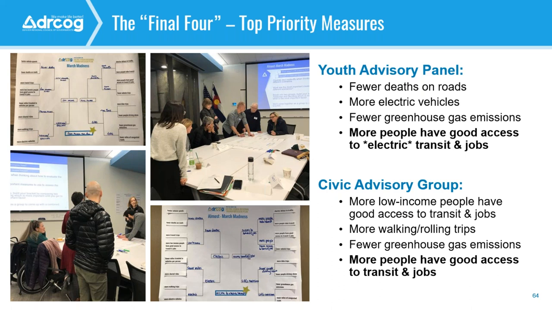I will say during this exercise, we had really great discussion in both the Youth Advisory Panel and the Civic Advisory Group on what happens when you start prioritizing certain metrics over others, as well as starting to understand that some of these are really connected measures, and some could actually be proxies for other measures. So that was something that we saw come out of the discussions from both of these groups.